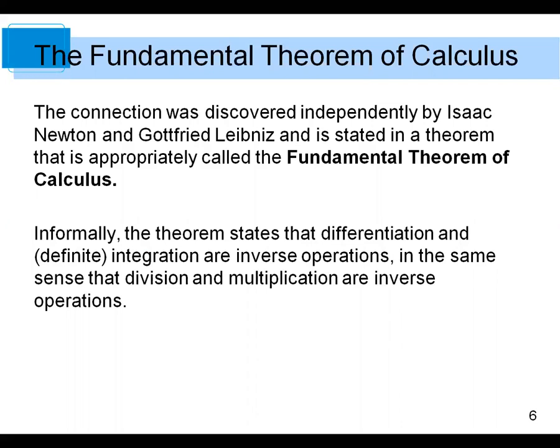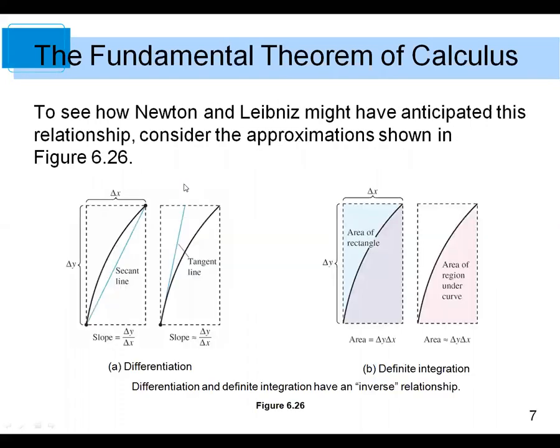Informally, this theorem states that differentiation and definite integration are inverse operations, in the same sense that division and multiplication are inverse operations. In other words, they kind of undo one another. To see how Newton and Leibniz might have anticipated this relationship, look at these approximations below. When we did the tangent line problem, we took the slope of the secant line through 2 points on a curve, and took the limit as one point approached the other one to get the tangent line. So the slope is approximately the change in y divided by change in x.